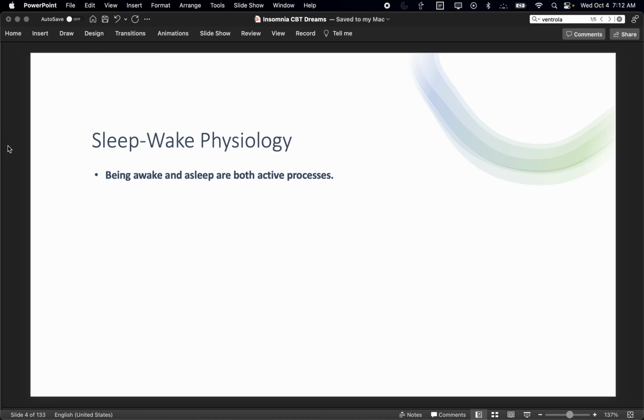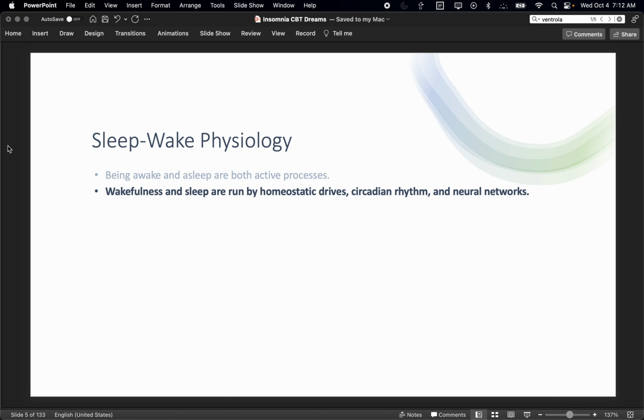So the first big take-home point is to be aware that being awake is an active process. Being asleep is an active process. It's not that your brain is running and really active when you're awake, and then you go to sleep and it's not really active. Both sides are active processes. Wakefulness and sleep are run by homeostatic drives, circadian rhythm, and neural networks. It's not that one thing runs everything.